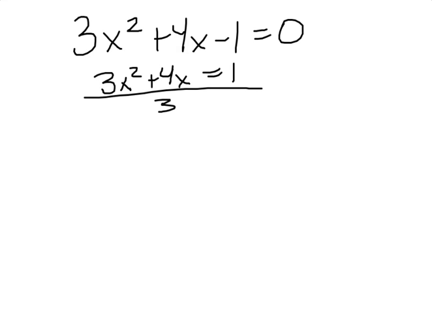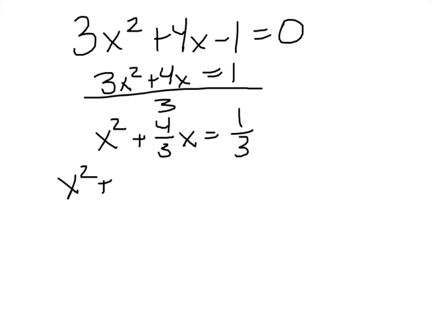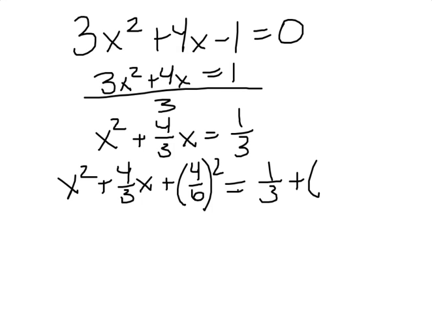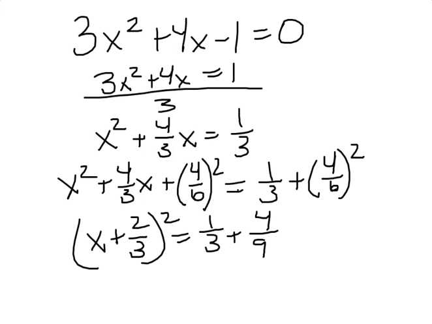So that gives me x squared plus 4/3 x equals 1/3. Now I'm going to complete the square. So x squared plus 4/3 x plus, well, this is going to be 4/3 divided by 2, which is really going to be 4 over 6 squared, equals 1/3 plus 4 over 6 squared. And 4 over 6 squared is really 2/3 squared, which is 4/9. So I get x plus 2/3 squared equals 1/3 plus 4/9.